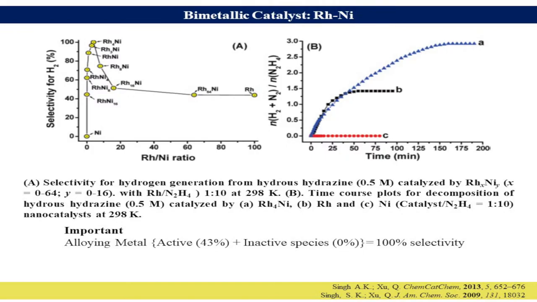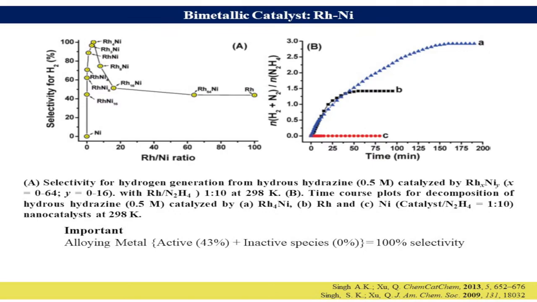That we have used rhodium and we have used nickel. Rhodium is showing 43% selectivity and nickel is inactive for the decomposition of hydrogen. But when we prepare a catalyst with a certain ratio of rhodium and nickel, we are getting complete conversion of hydrogen to nitrogen and hydrogen. So this suggests that one active and one inactive species can mix together and give complete selectivity for hydrogen products.